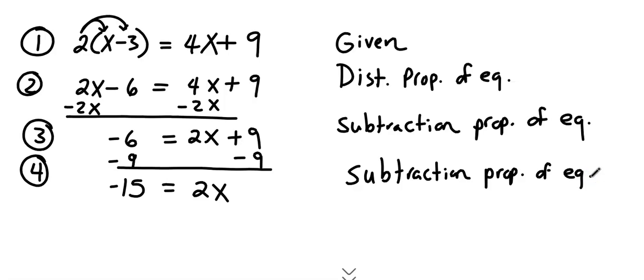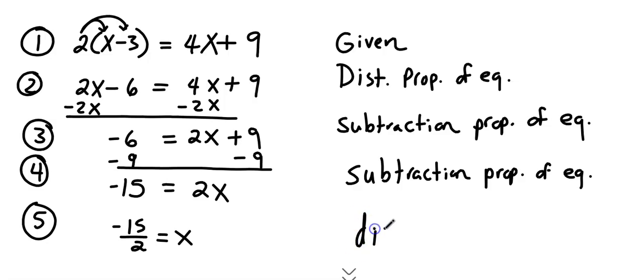Okay, let's do the fifth step. So now I want to get x by itself, so what do I do now? Divide by 2, right? So if I divide both sides by 2, I get negative 15 over 2 equals x. And what property do you think I'm going to put over here? That's the division property of equality, yeah. If you have an equation, you could just divide the same thing on both sides, and that's a legal move.